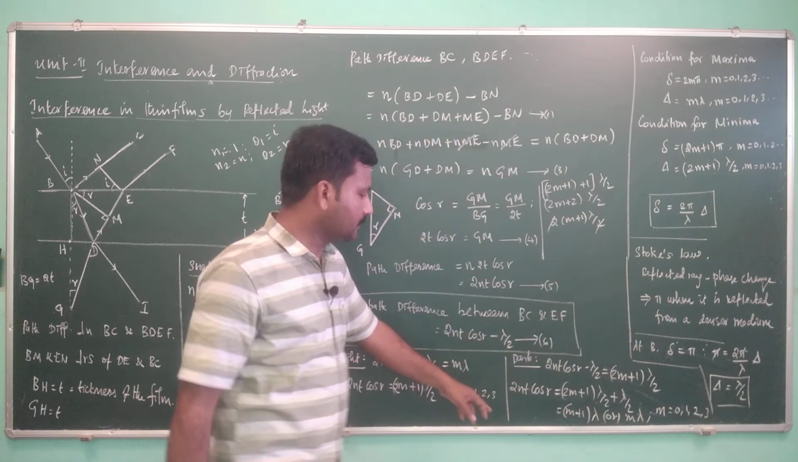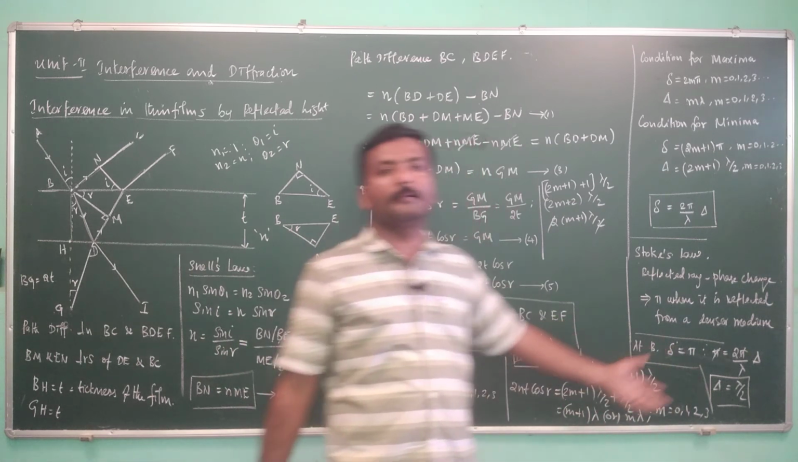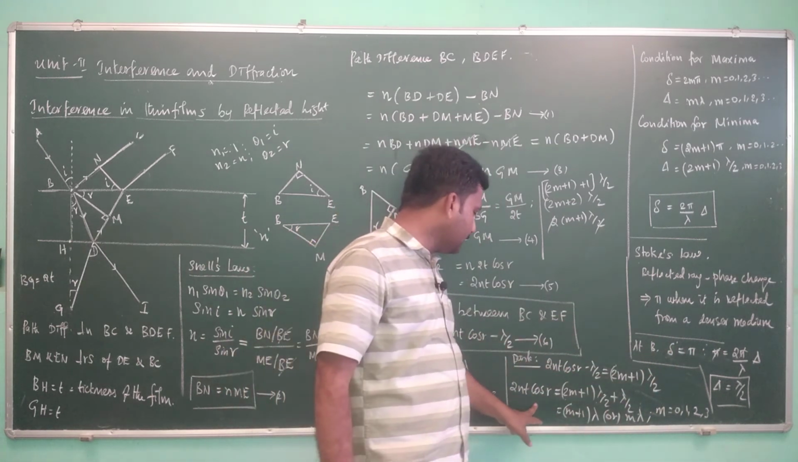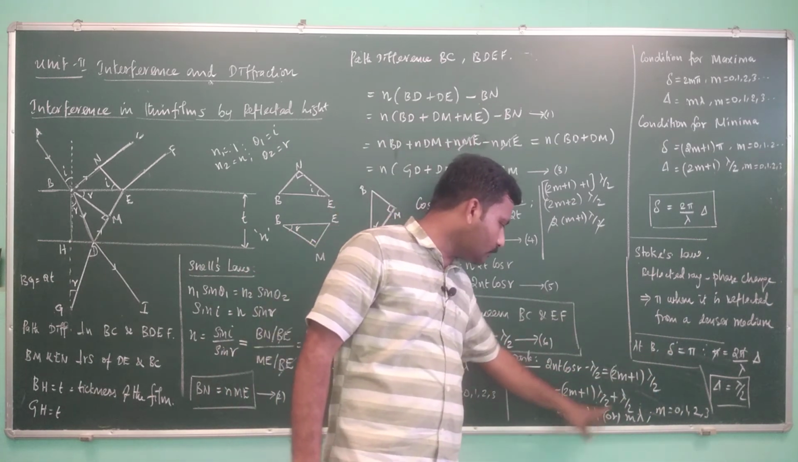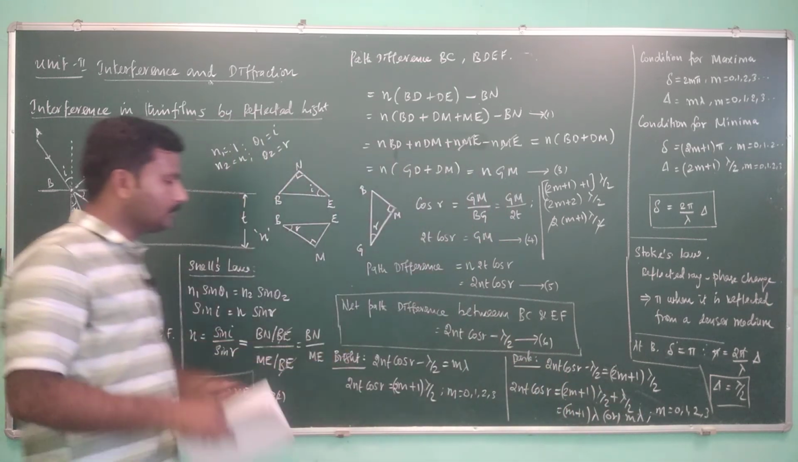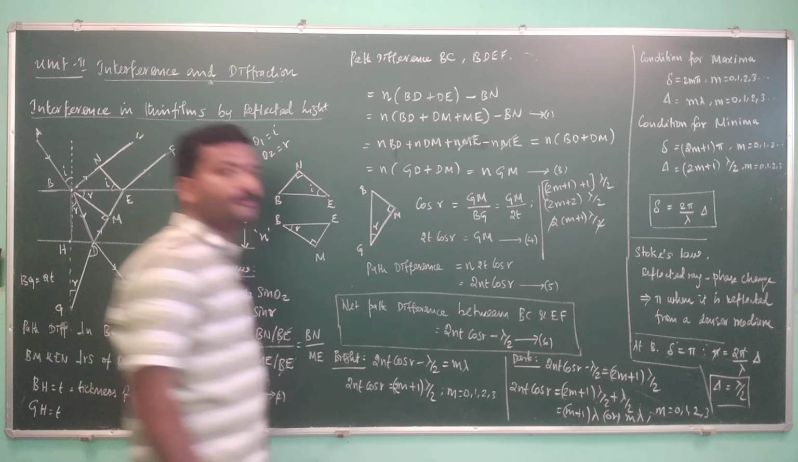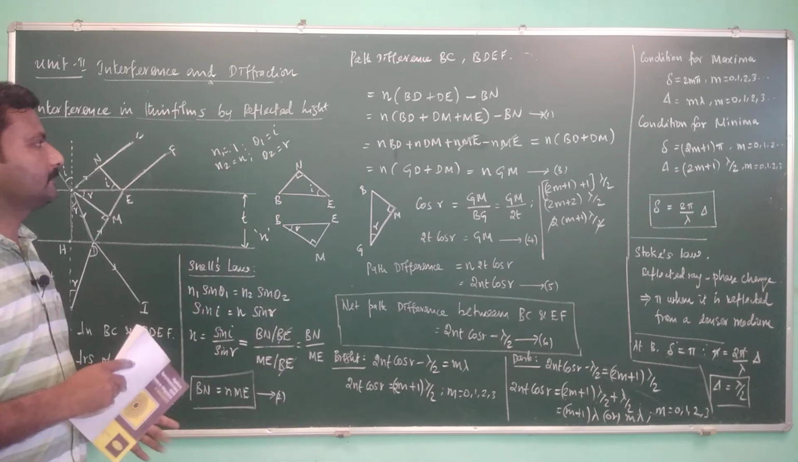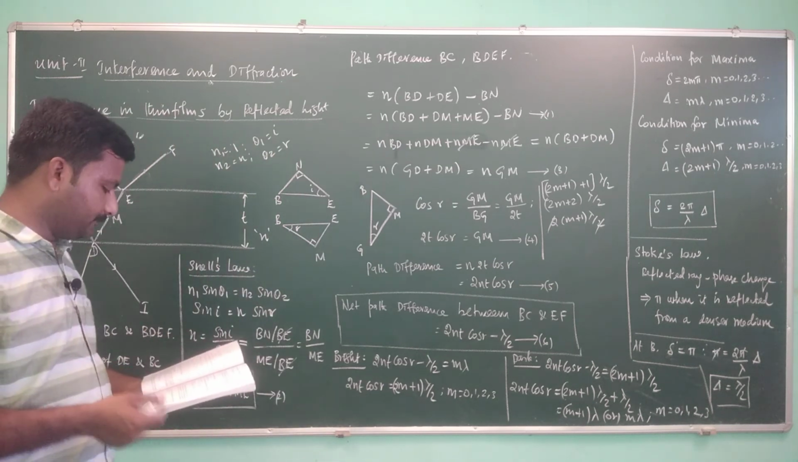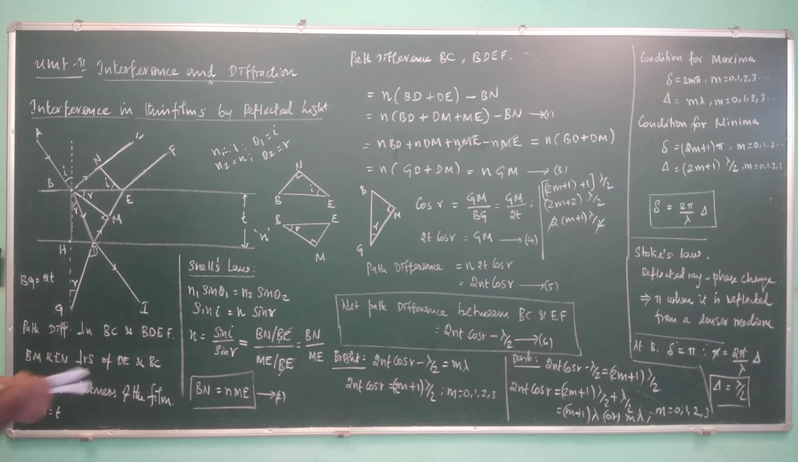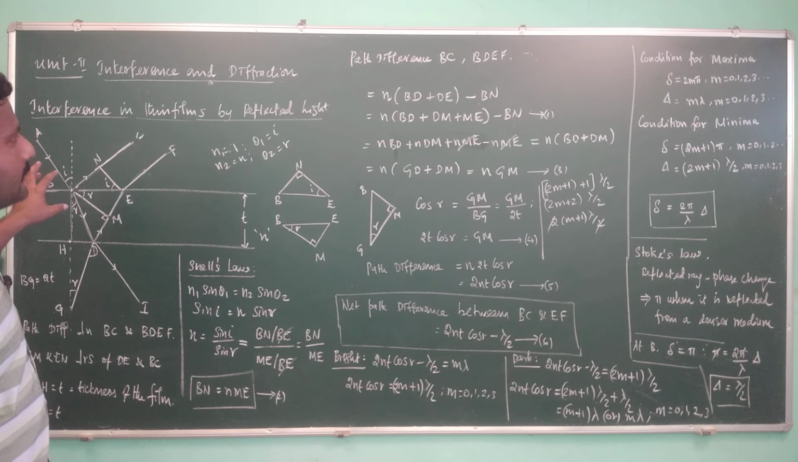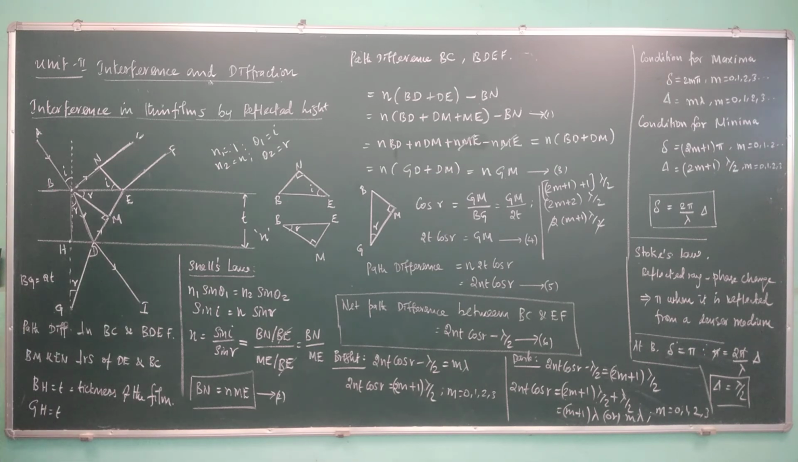So in both cases we will have 1 lambda, 2 lambda, 3 lambda, so that we can write 2nt cos r equal to either m plus 1 lambda or m lambda. In these two cases the film appears dark. Okay, fine. And in this way we can understand the interference in thin films of thickness t, right?